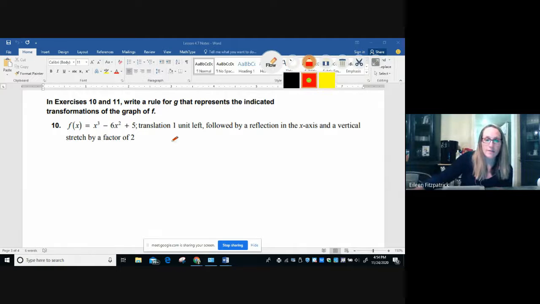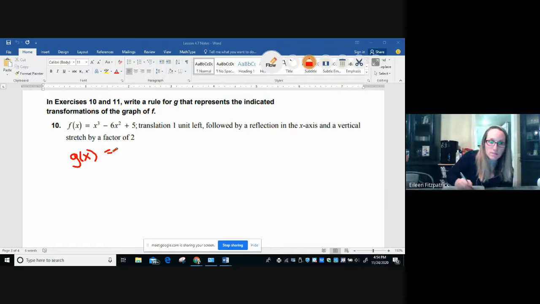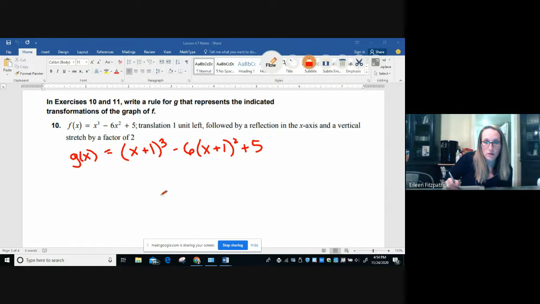Everywhere I see an x, I'm going to put a +1, because left 1. So for my g of x function, to get started, we're not going to be done yet, I'm going to write x plus 1 cubed, right? Because now I know that I'm moving 1 unit to the left, minus 6, and then inside this x, I also have to do x plus 1 squared plus 5, okay?